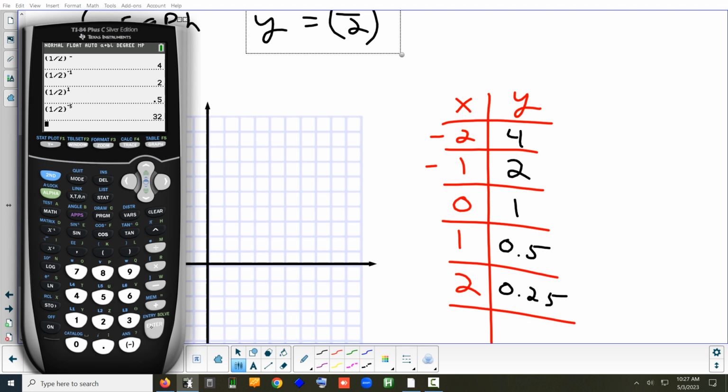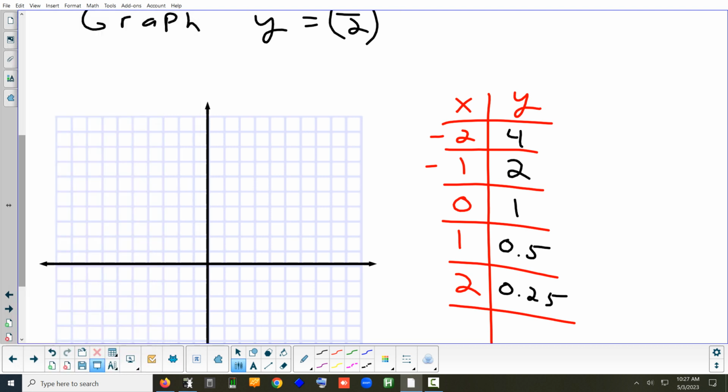You got 32. Do I have 32 grid marks on that graph? No, I don't have that many. So that's what's going to happen if you pick a number that's either too small or too big. You're going to go right off the graph. If you pick -2 to 2, you'll probably be okay. Right, let's graph it. How do I graph -2 to 4?